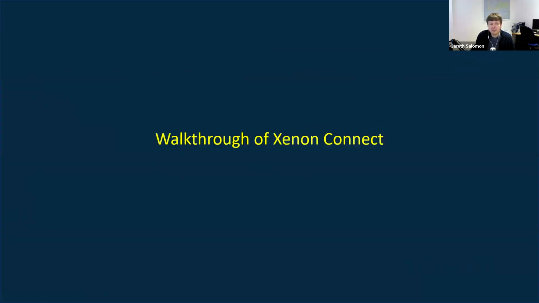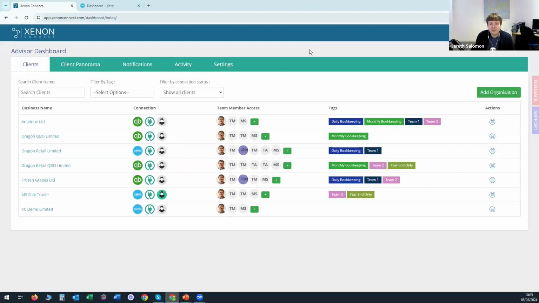And that's what we'll jump to now. So what you can see in front of you is the advisor dashboard, whereby you would add your clients, so your Xero or QuickBooks clients there on the left-hand side. And you can see which connections are currently connected.